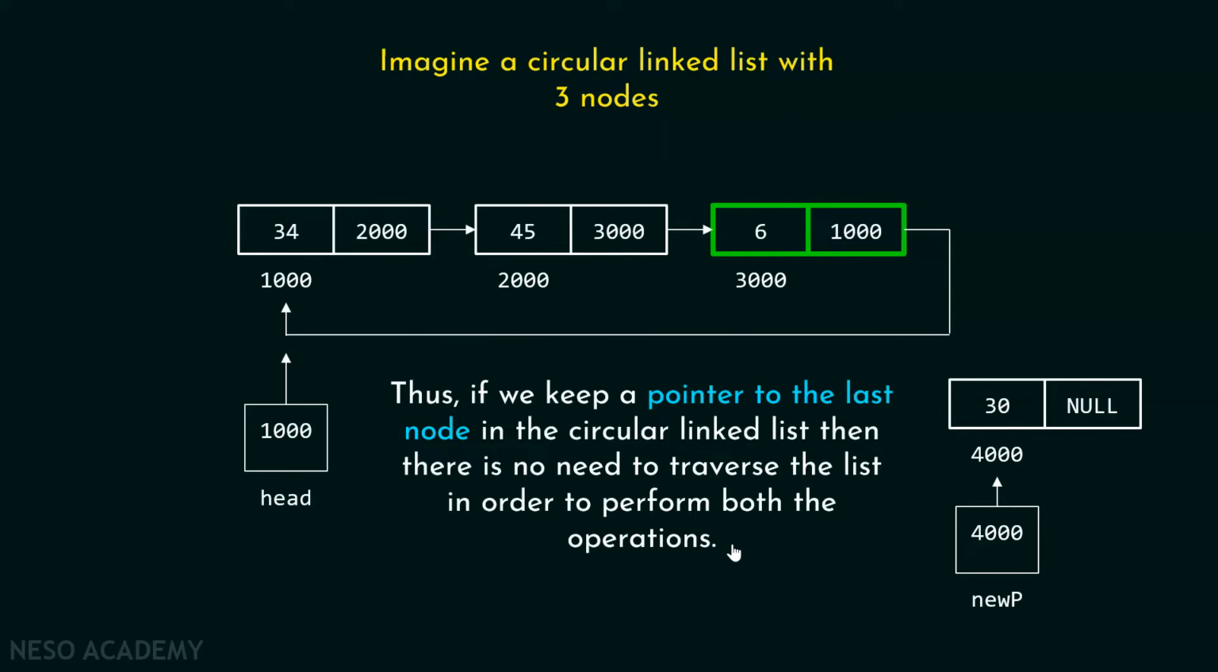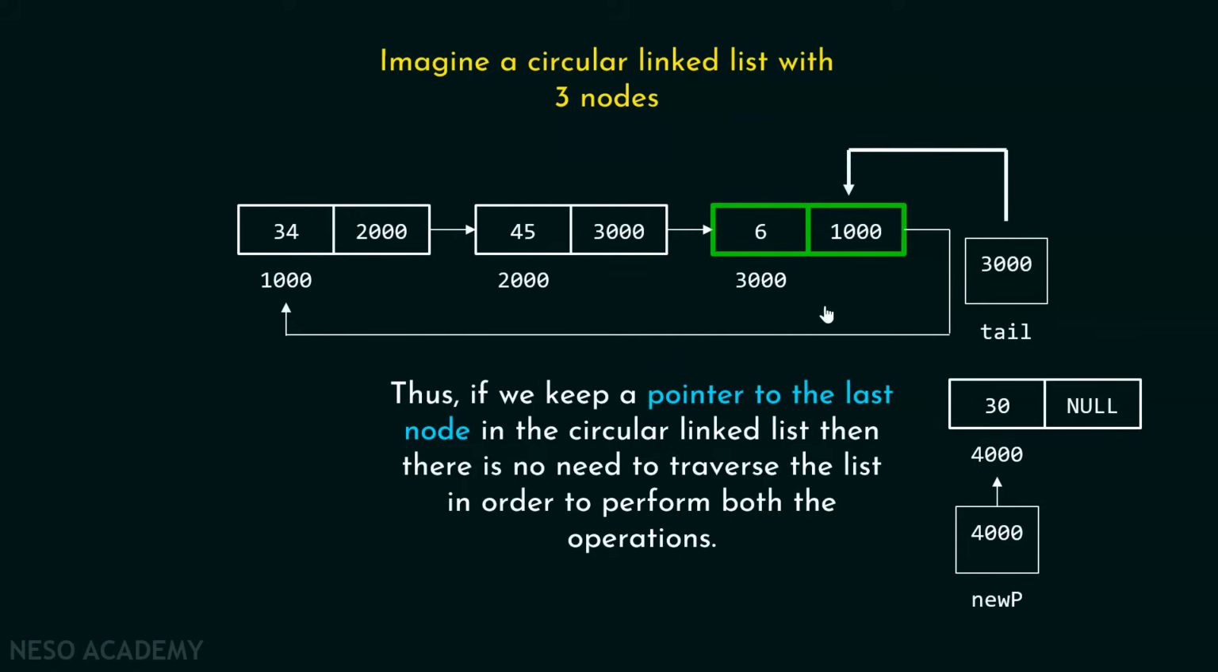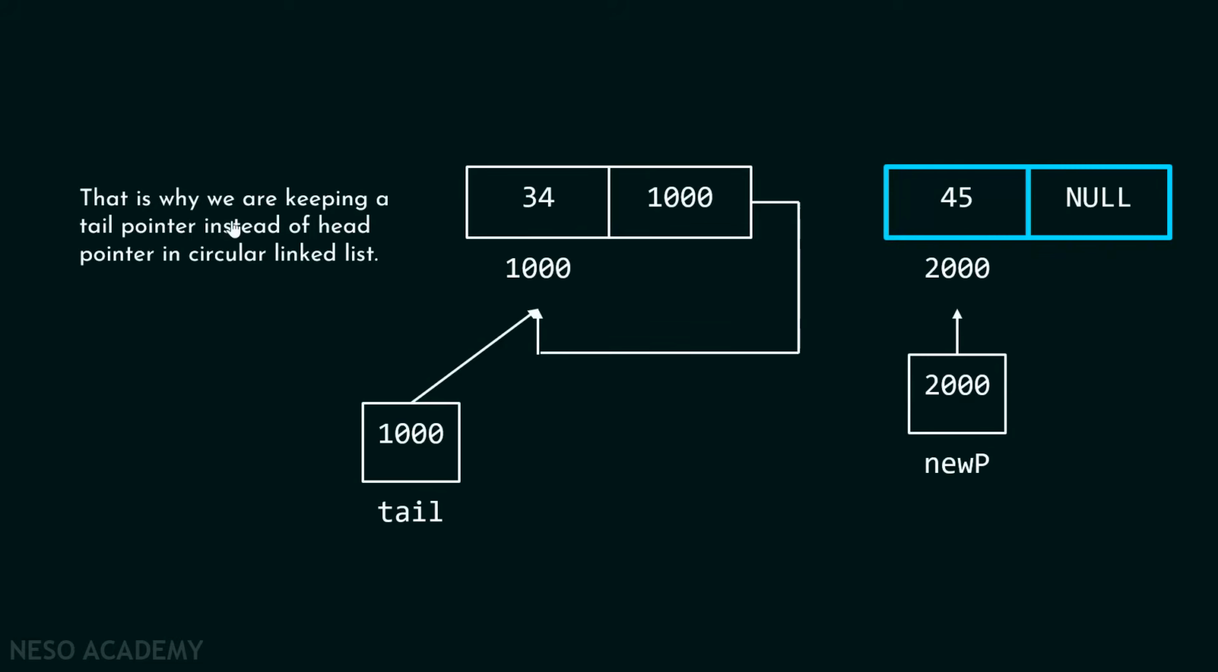Thus, we can keep a pointer to the last node instead of the first node because it eliminates the need of traversing the list, right? So, instead of a head pointer, we can have a tail pointer, which must point to the last node of the list. You can see over here, I changed the head pointer to the tail pointer, and currently it is pointing to the last node of the list. Now you can easily add a new node at the beginning as well as at the end of the list without traversing the list. That is why we are keeping a tail pointer instead of head pointer in circular linked list.